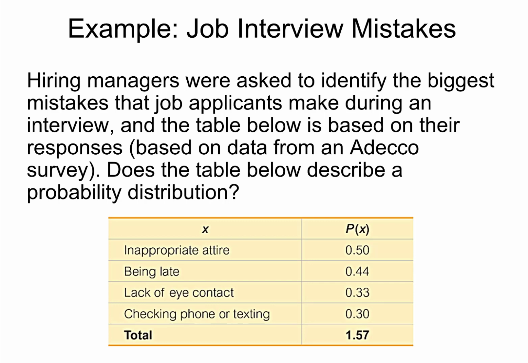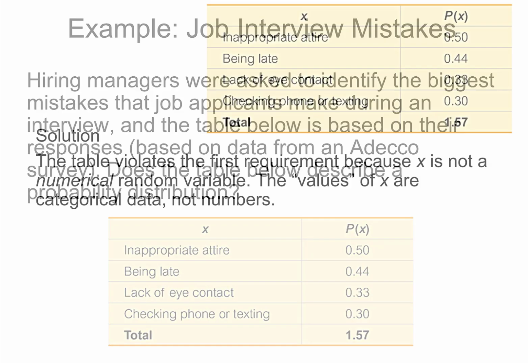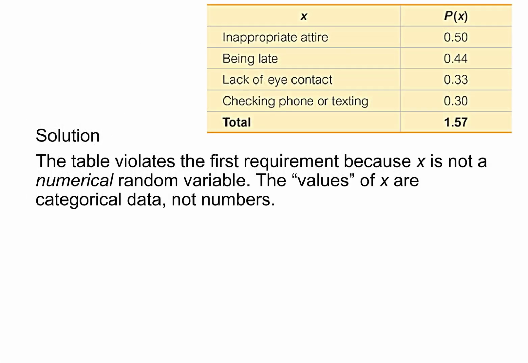Hiring managers were asked to identify the biggest mistakes that job candidates make during an interview, and the table below is based on their responses. Does the table below describe a probability distribution? So let's go ahead and check the requirements. The table violates the first requirement because x is not a numerical random variable. The values of x are categorical data, not numbers. And by that I mean the values that x can take. Inappropriate attire, being late. These are not numbers, these are categorical.